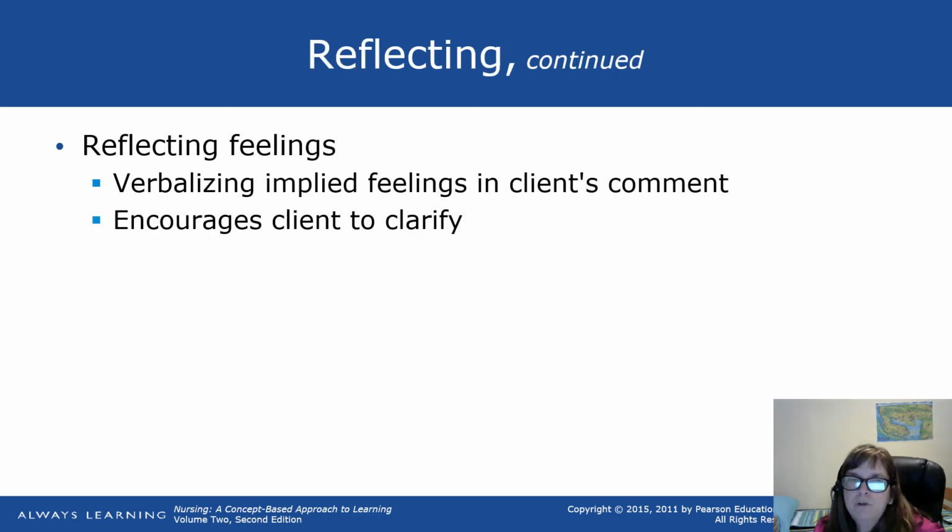When you're looking at feelings, you verbalize implied feelings in the client's comment, and it encourages the client to clarify what they're saying. You say, you're feeling unhappy. Can you tell me what you're unhappy about? Or, I did that wrong. My reflecting was wrong. You tell me that you're feeling unhappy. So tell me what makes you unhappy.